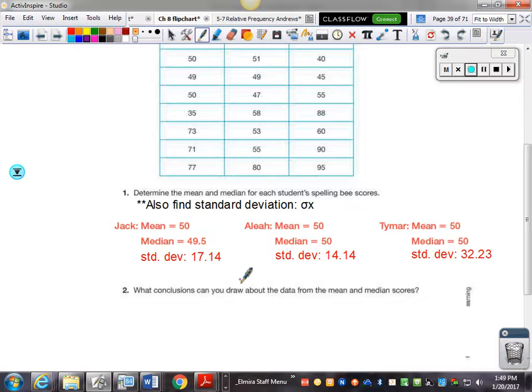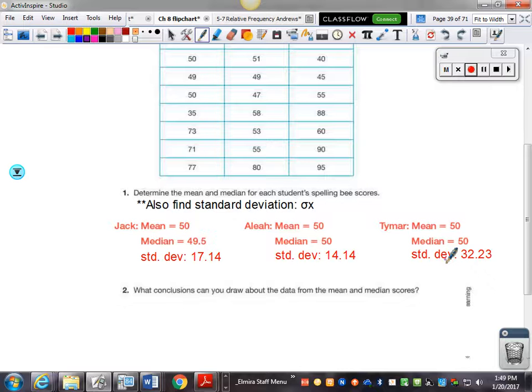Here's what the standard deviation tells us. Taimar's standard deviation is 32.23. It's the highest value, and it means that his data is the most spread apart. He's the most unpredictable. That's not a huge surprise: we look at his data, he had the lowest low score and the highest high score. So he's all over the place, not real predictable as far as how he's going to perform.